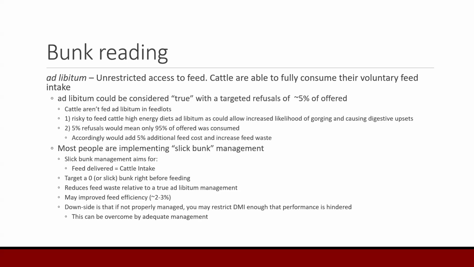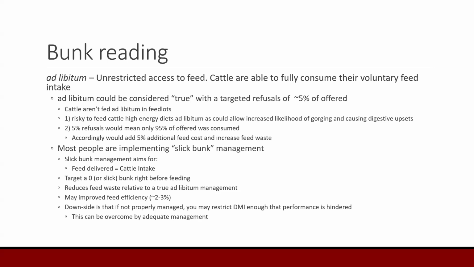Then, if we targeted 5% refusals, that would mean they're only consuming 95% of the feed that we offered, right? So, a 5% additional feed cost and increased feed waste would happen. So, no one's really feeding cattle ad libitum. Most people are implementing slick bunk management. Slick bunk management aims for feed delivered to equal feed intake. So, we want animals to consume all the feed that is offered to them.